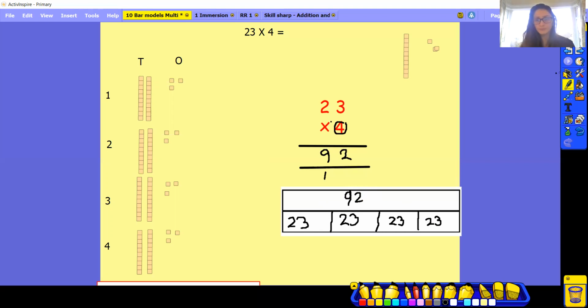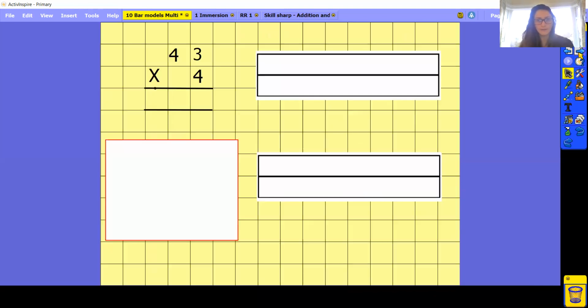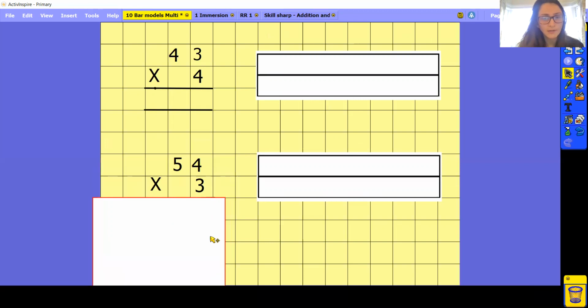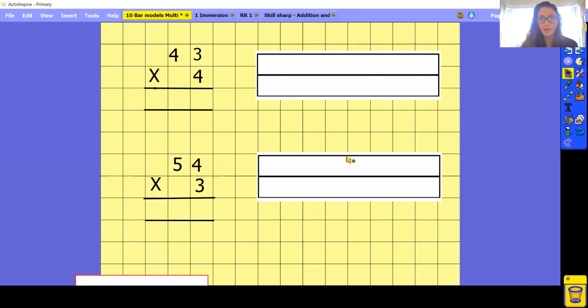Okay. So let's see if there's another one. Right. I would like you to have a go at this one for me. Okay, actually, I'll show you this one as well. So have a go at these ones. Give a quick pause and try and have a go on your sheets at home.